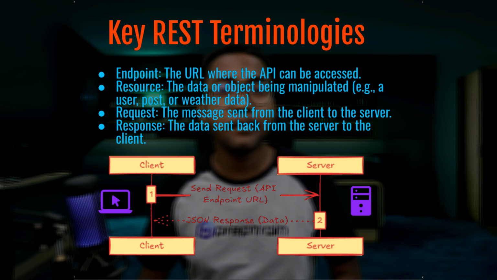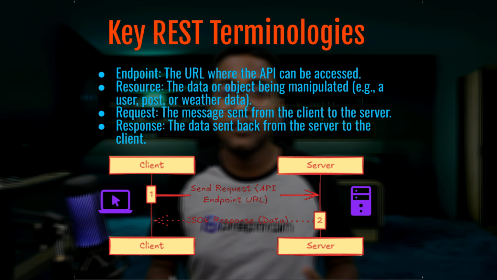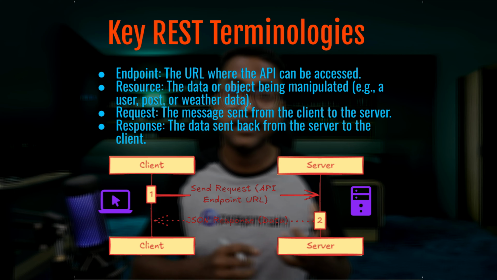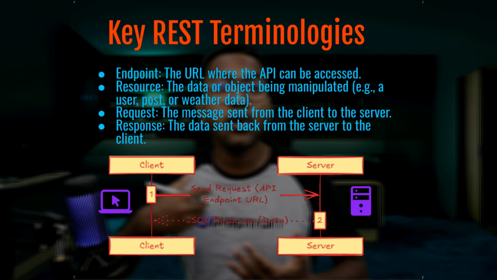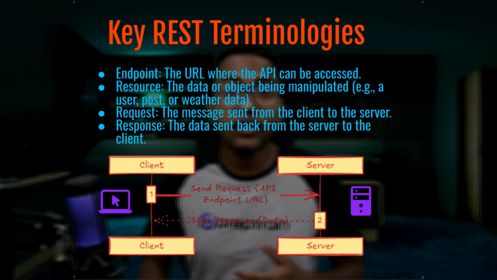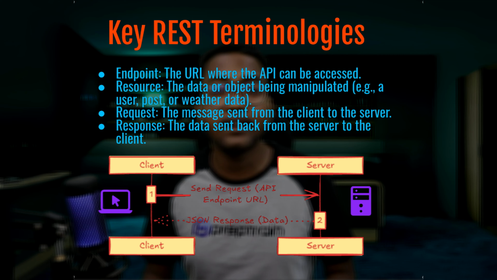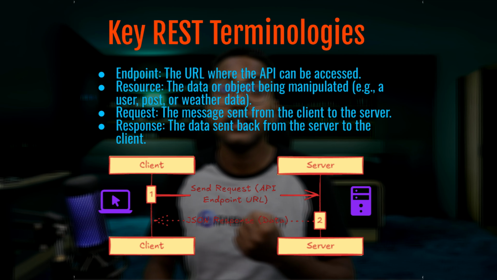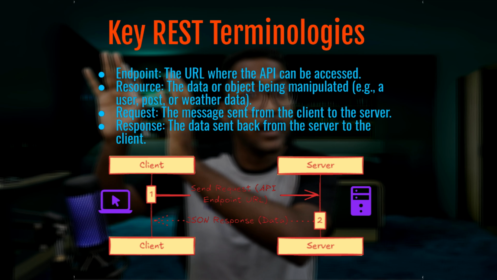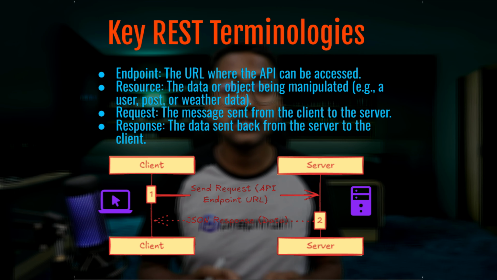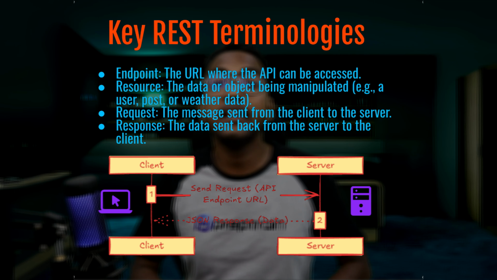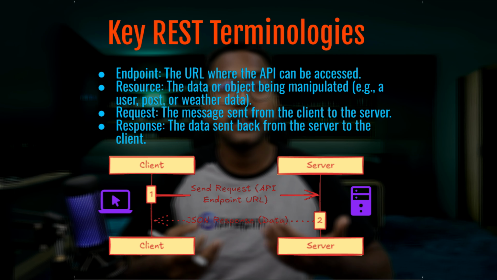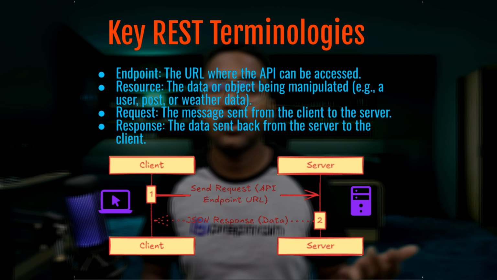A request is a message that the client, which could be your app or browser, sends to the server. It contains all the information that the server needs to understand what actions to perform on the resource. For example, in a GET request, the client asks the server to retrieve data. In a POST request, the client sends new data to the server, and the request also includes details like the endpoint, basically the URL, or any additional data that is needed to process the request, such as parameters or headers.